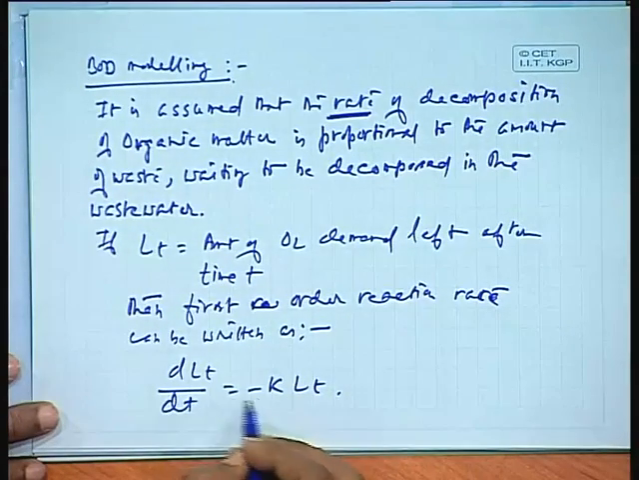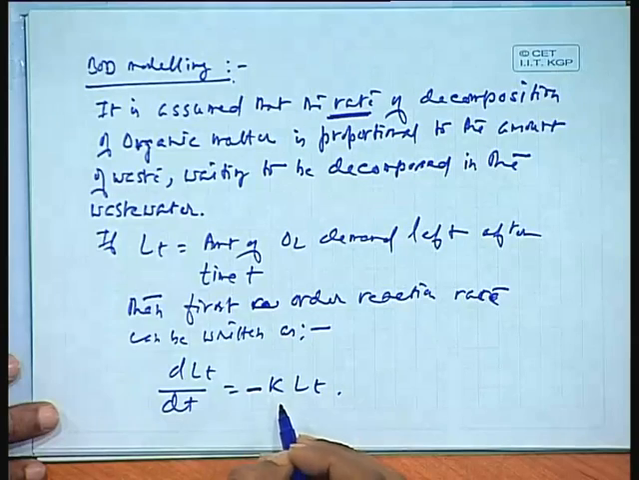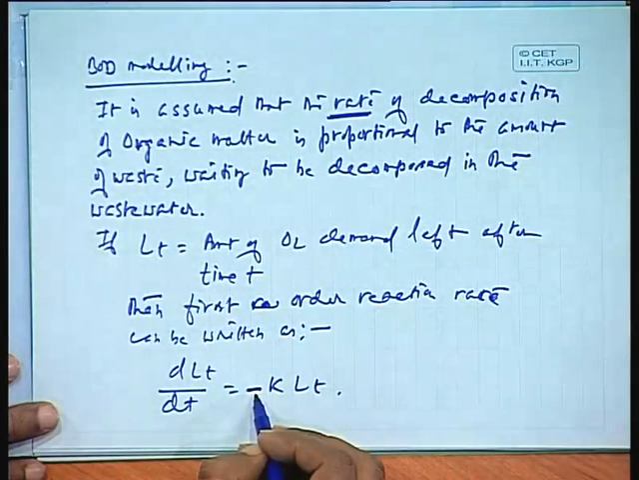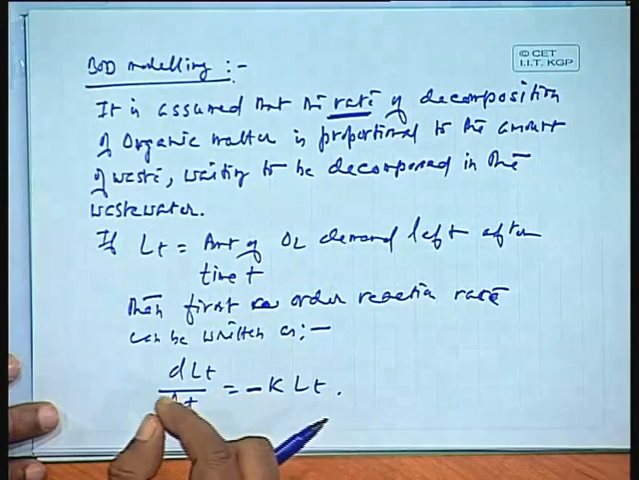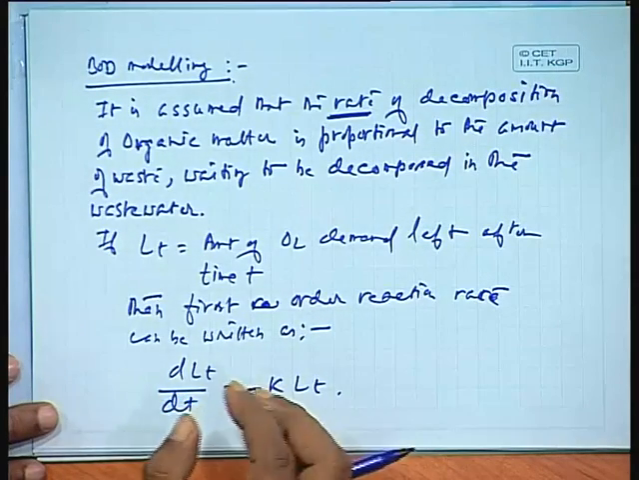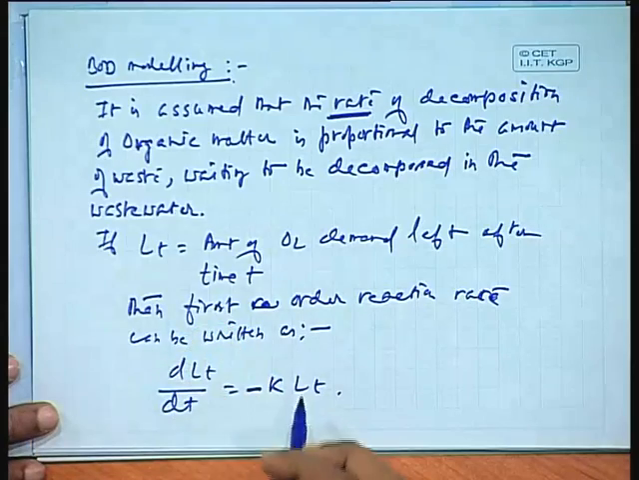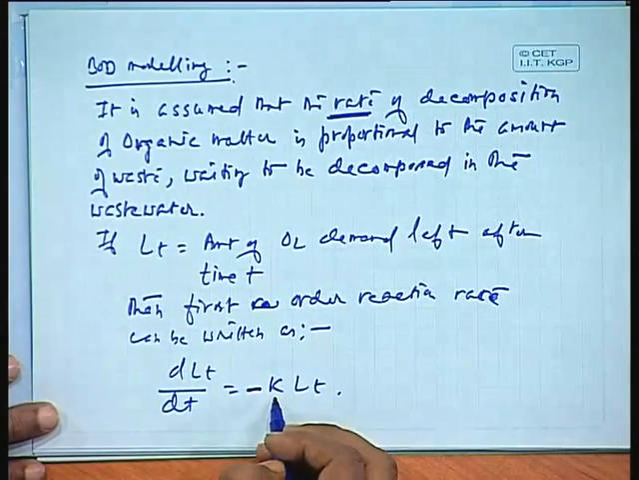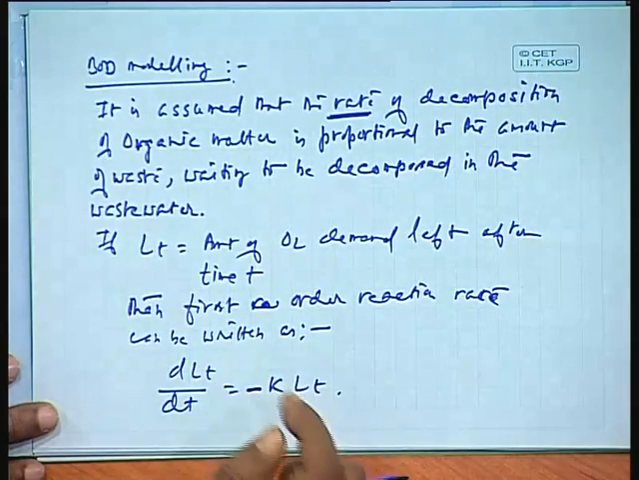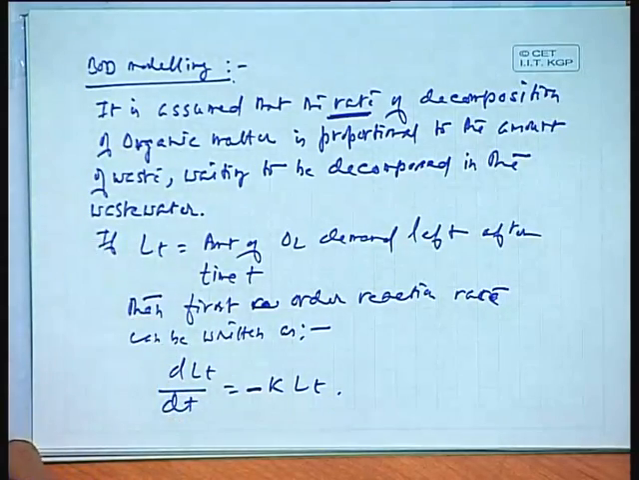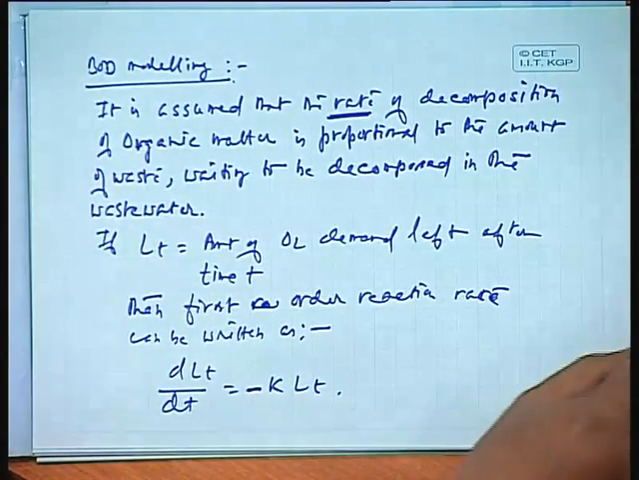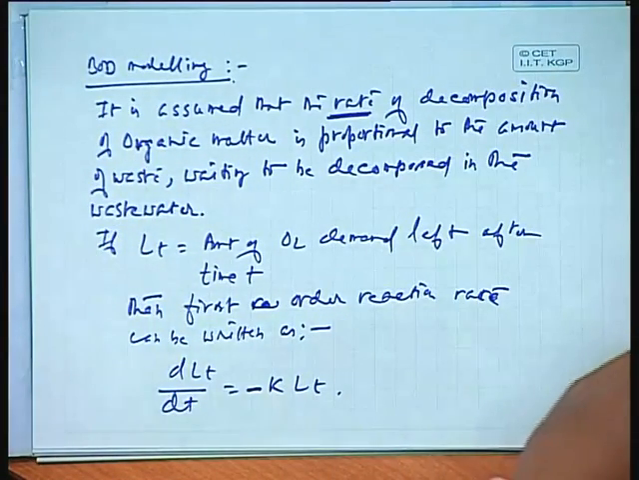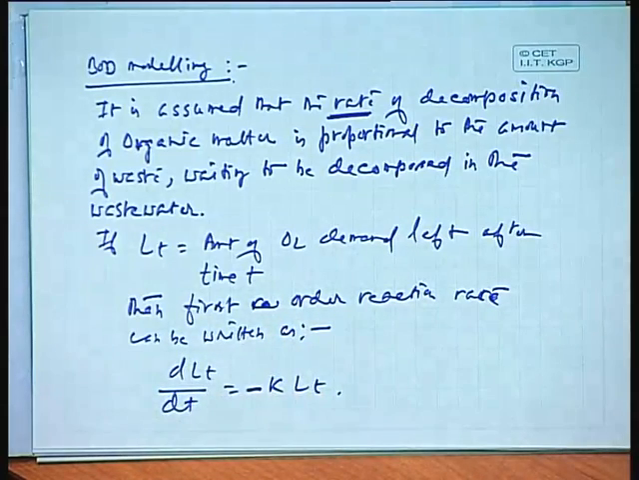The minus signifies that it is a decreasing function. The rate would continuously decrease. This is what it signifies, minus k into LT. Now this one needs a certain kind of investigation. This is one aspect only.